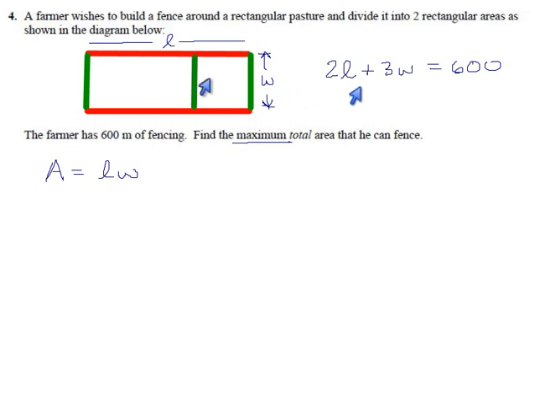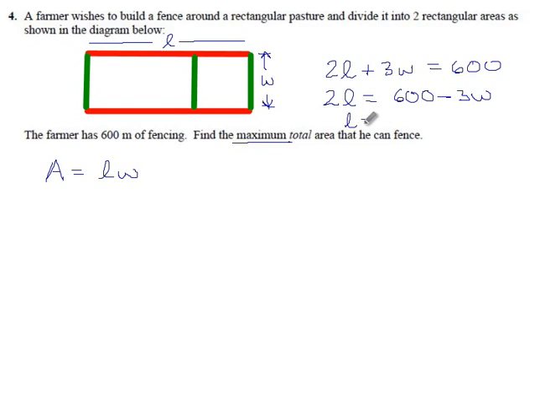So if this were just a rectangular box, this would look like 2L plus 2W. It would be a perimeter like we're used to seeing in rectangles. But because of this extra line, we get an extra number here. Now, can we solve this for something like L? Yeah. We can take the 3W to the other side.